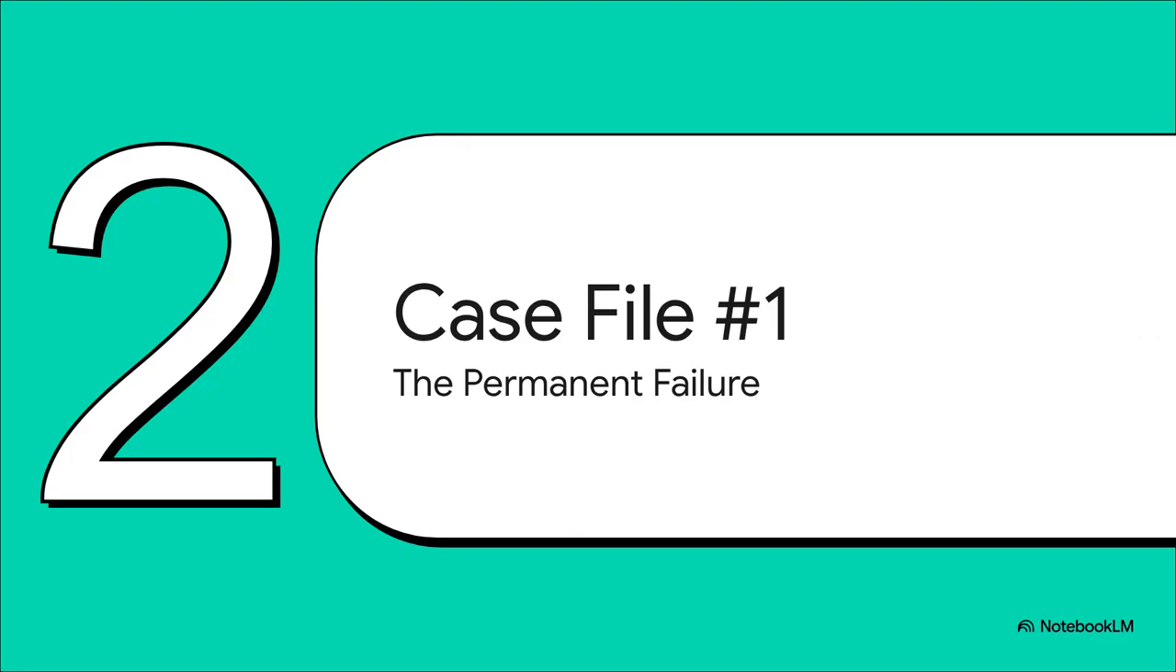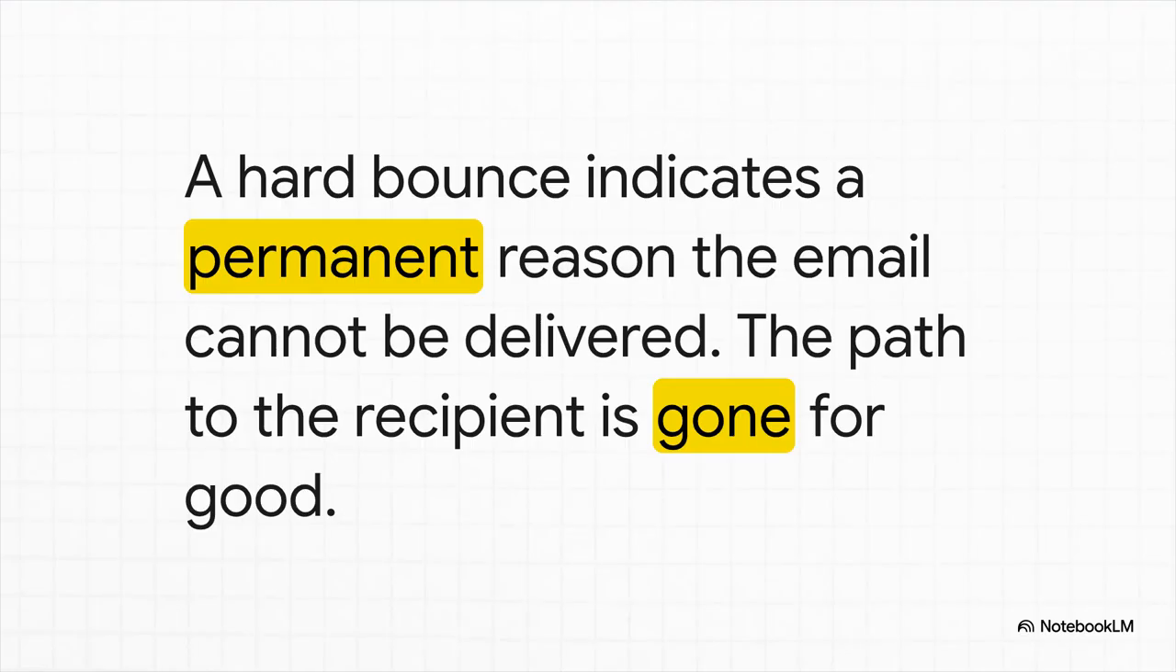All right, let's put on our detective hats and dig into our first suspect, the hard bounce. This is the serious one, the one that's basically waving a big red flag at you, telling you to stop trying right now. The word you need to burn into your brain here is permanent. There is no fix for this. There's no workaround. The path to that inbox is just gone. It doesn't exist. Sending it again will just give you the exact same failure notice.